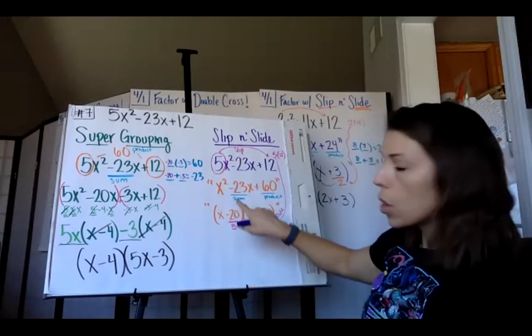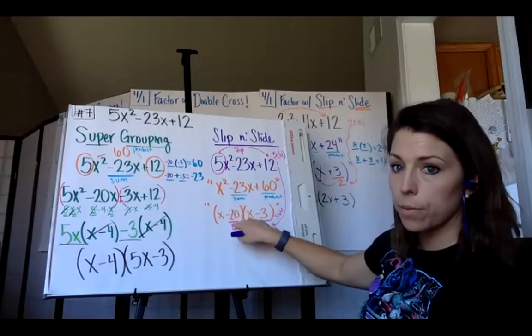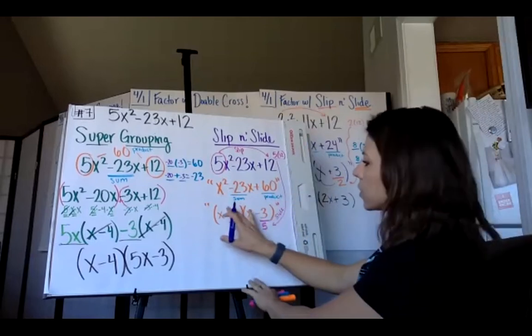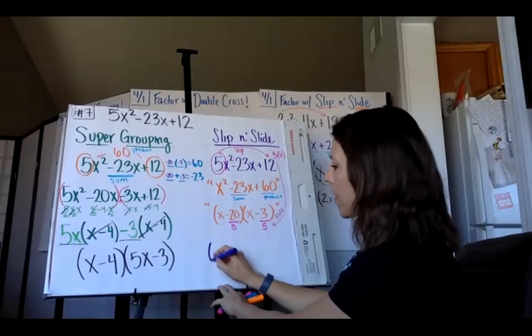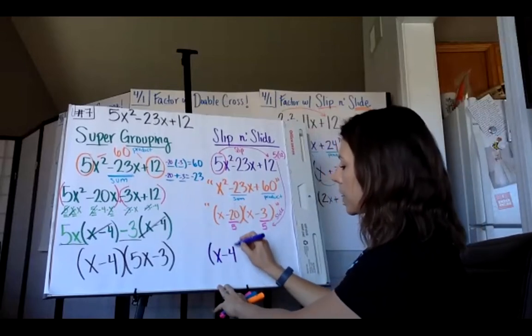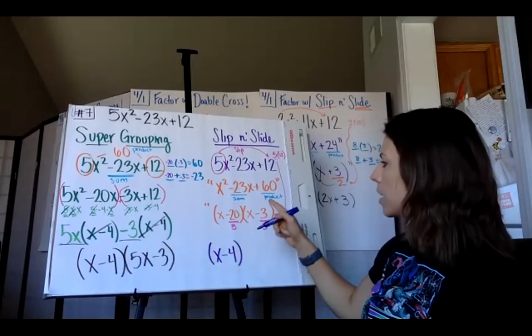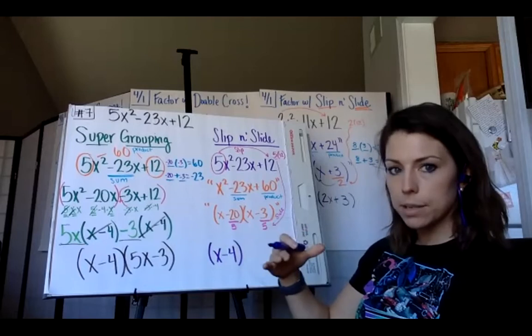Here's our final answer. We're simplifying the quotient if possible, and if we're not able to simplify the quotient, then we're rewriting it. So 20 divided by 5, we can simplify that. That's 4. So our first binomial is x minus 4. x minus 4, x minus 4. 3 divided by 5 cannot be simplified.